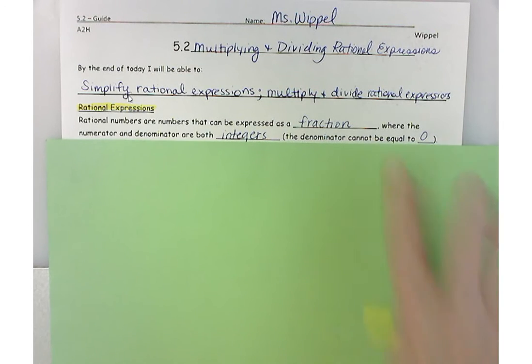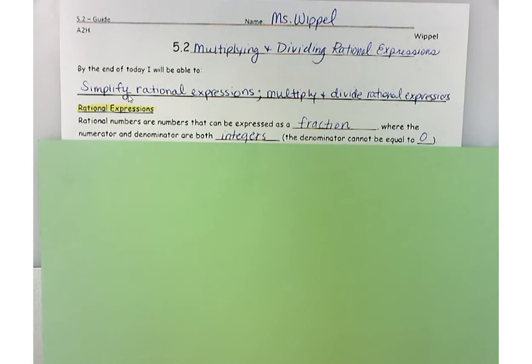And we know that the denominator cannot be equal to 0 because then the expression would be what? What happens if you have 0 in the denominator? What's the expression? Undefined. Okay? Do you guys need any more time with this part?